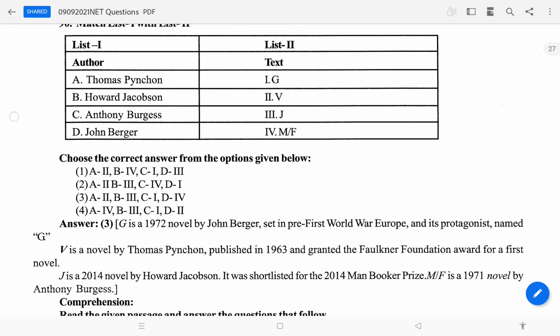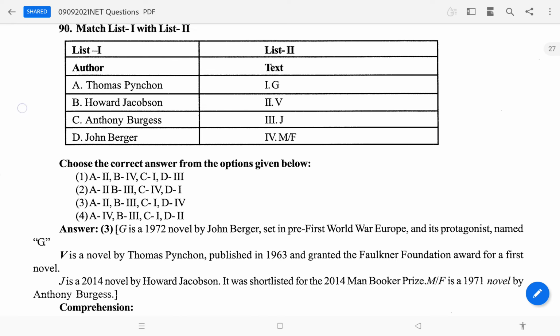Then J is the 2014 novel by Howard Jacobson. It was shortlisted for the 2014 Man Booker Prize. And MF is a 1971 novel by Anthony Burgess. So MF is a 1971 work by John Anthony Burgess. So Thomas Pynchon, V. Howard Jacobson, J. Anthony Burgess, MF. John Berger, G.